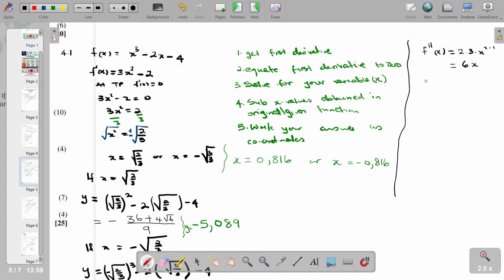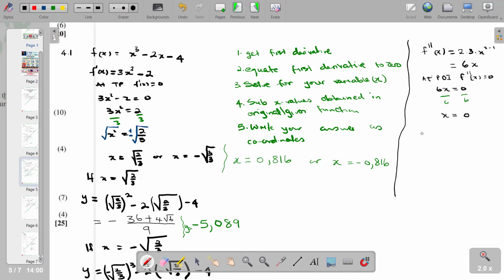Number 2, equate that second derivative to 0. We are saying at point of inflection, the second derivative is equal to 0. So it means 6x must be equal to 0. Then dividing both sides by 6, it therefore means the x is equal to 0. Once we get the x value, substitute this x value in the original function.